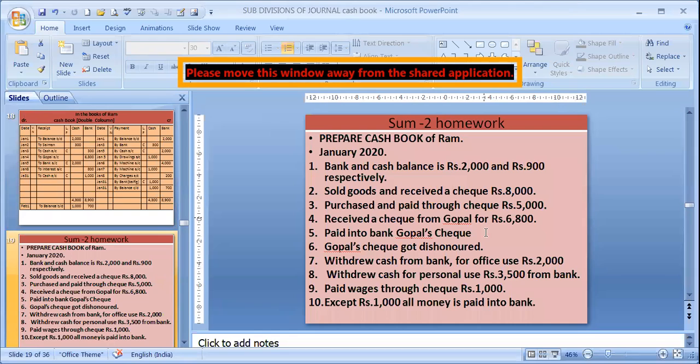So this is your homework. Hope you have understood, and please solve it. Wrong, right, whatever you solve, show it to me next day.